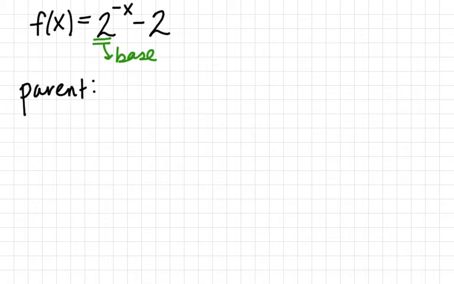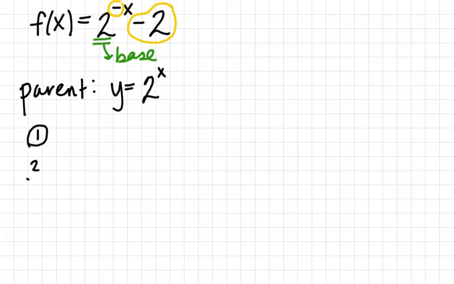So everything else here is going to be either a shift, a reflection, or a stretch. So that tells us that the minus 2 is going to impact our graph, and then the negative in front of the x is also going to impact our graph. So if you get rid of the minus 2 and you get rid of the negative in front of the x, you're left with your parent function, which is y equals 2 to the x power. So that's what we're going to focus on graphing first. And then we'll take that graph and we'll apply our transformations.